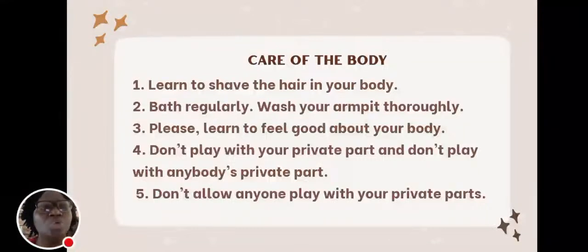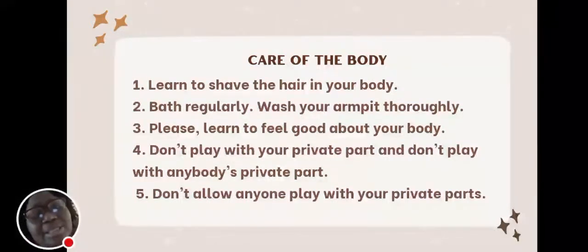Number four, don't play with your private part, and don't play with anybody's private part. Okay? I believe you are following me. Please listen to what I have to tell you. Number four is very, very important. Don't play with your own private part. There are some people that do it to themselves because they've seen something, they've seen bad films or bad cartoons. It is bad. Don't play with your private part, and don't play with anybody's private part, and do not allow anybody to play with your private part.